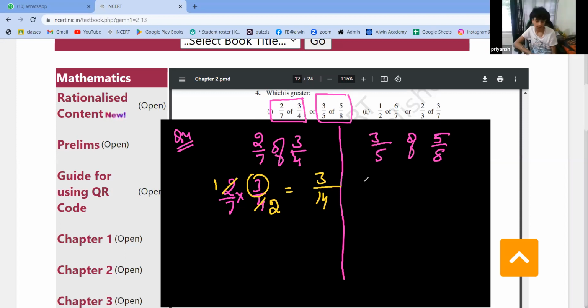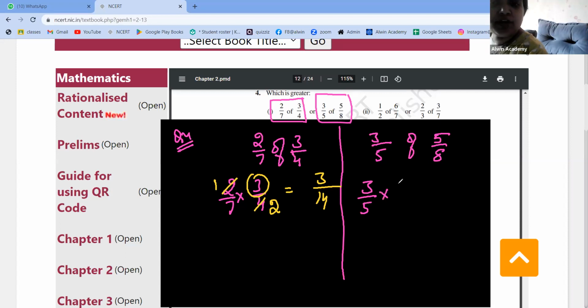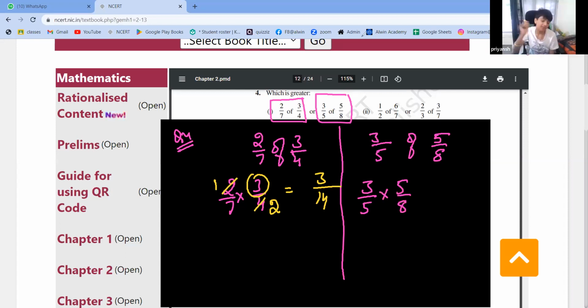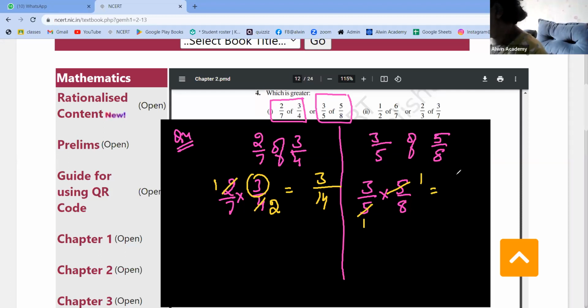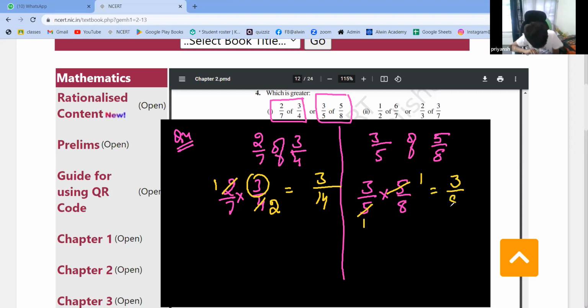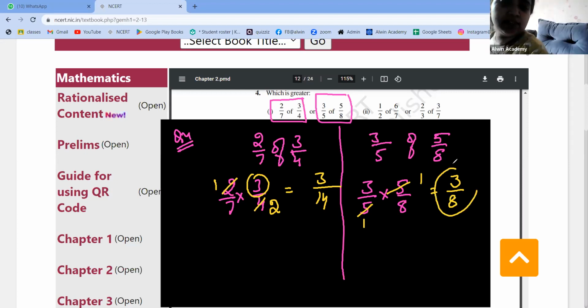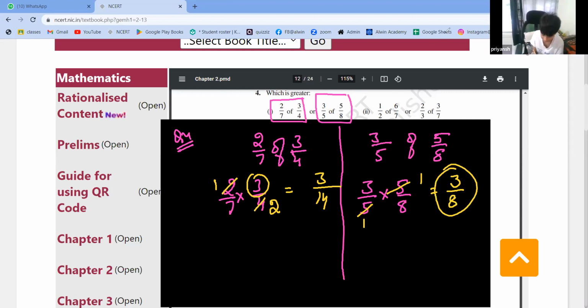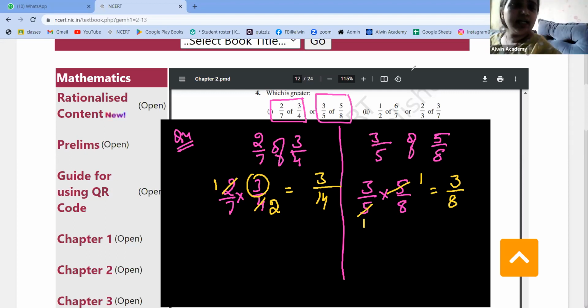Okay, now next one Priyansh will do for me. 3 by 5 of 5 by 8. Priyansh, tell me. Ma'am, 5 will cancel, so the answer would be 1 on both sides, and 8. No, ma'am, 3 and 8 cannot be cancelled. So that means what is the final answer? 3 ones are 3, and the answer would be 8 down below. So 3 by 8 is the final answer, right? Yes, ma'am. गुड प्रियांश.